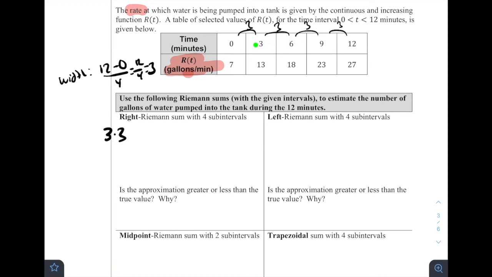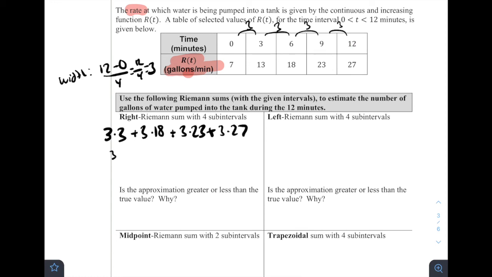For my second rectangle, I'm going from 3 to 6. The right side of that interval is at 6, so I'm going to use the height of the function there, which is 18. So 3 times 18. For my third rectangle, going from 6 to 9, I would need to use the height of the function when t is 9, so that's going to be 23. So that's 3 times 23. And then for our last rectangle, the height of the function on the right side when t is 12 is 27. So 3 times 27.